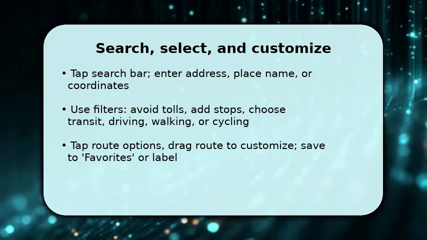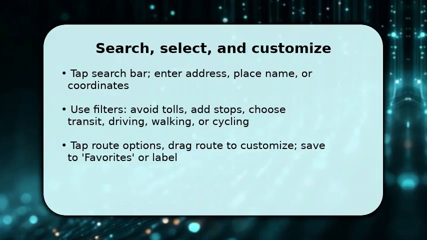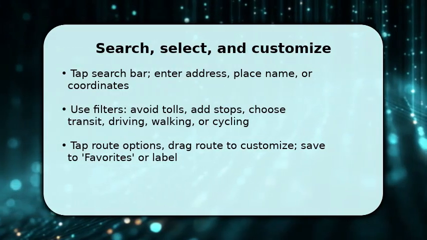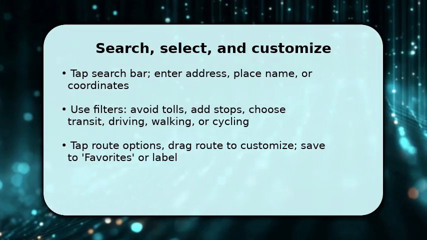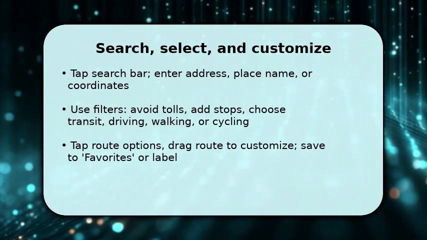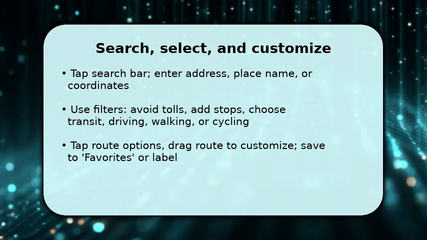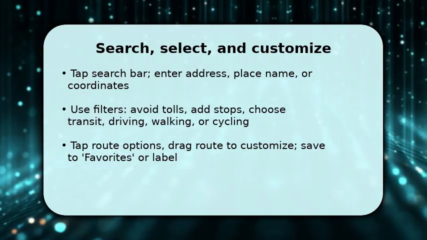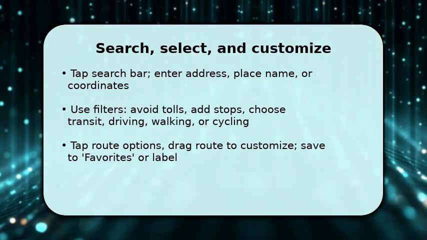After selecting a destination, tap directions and pick a travel mode. Use the three-dot menu to avoid tolls or highways and to add intermediate stops. If you prefer an alternate path, drag the route or tap suggested routes to compare time and distance. Finally, label or save important places to favorites, so they're one tap.